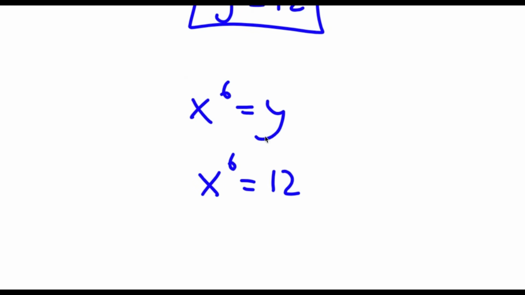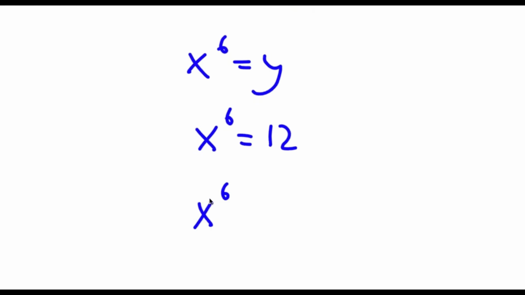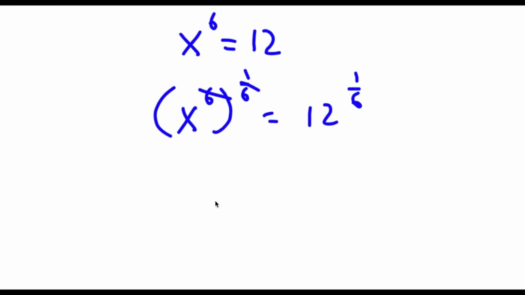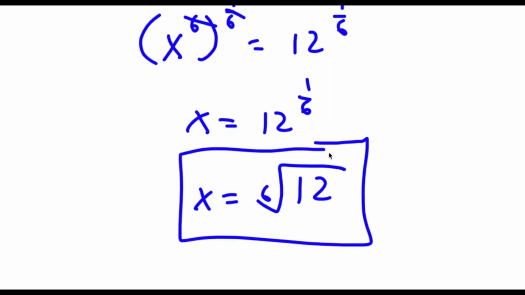So now, I'm going to be taking the power of 1/6 on both sides. So I have x to the power of 6 to the power of 1/6 is equal to 12 to the power of 1/6. Now 6 and 1/6 these two cancel out. So now I'm left with x is equal to 12 to the power of 1/6. And this is the same thing as the 6th root of 12. So this is my answer.